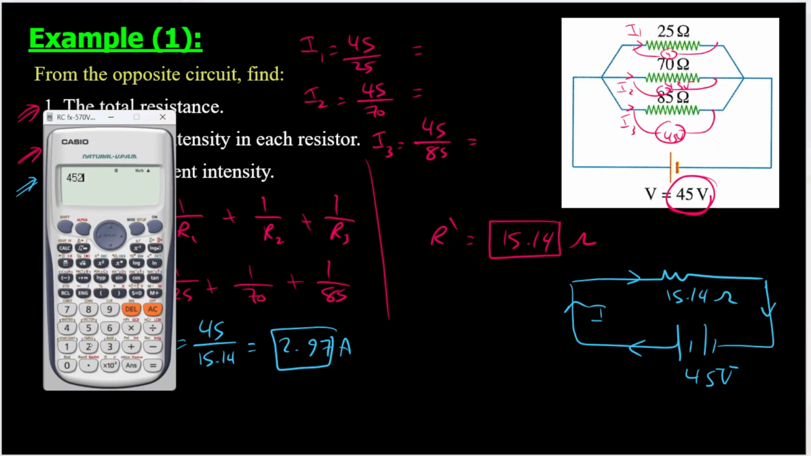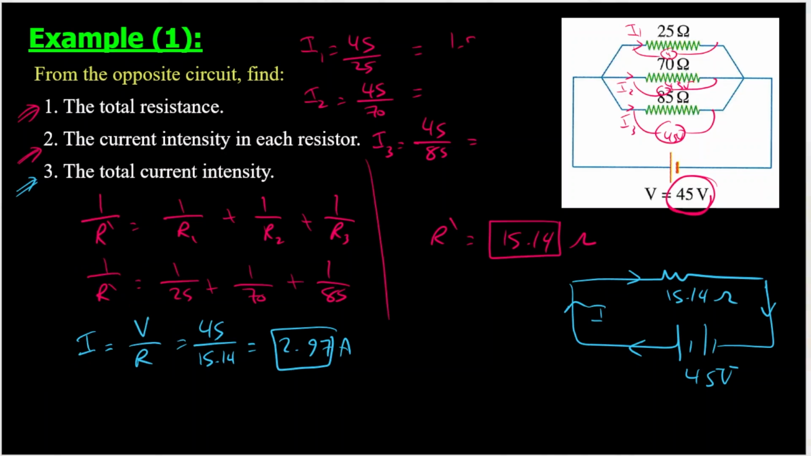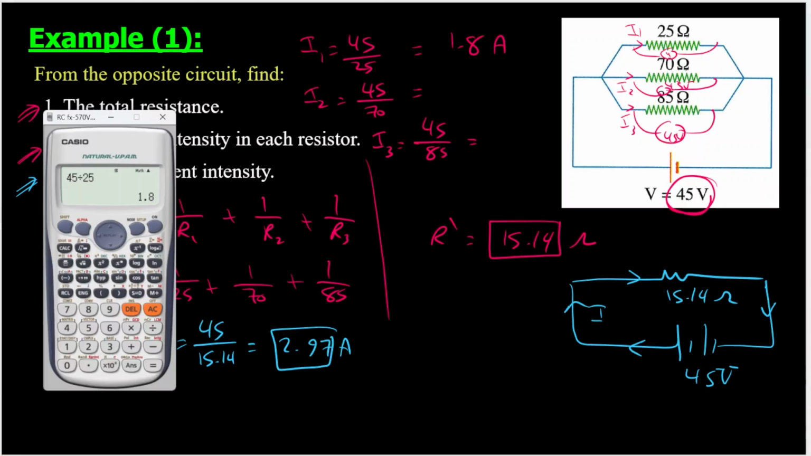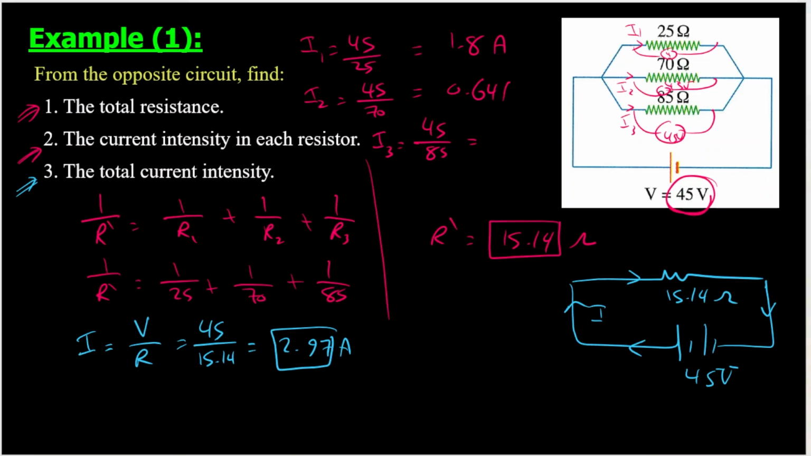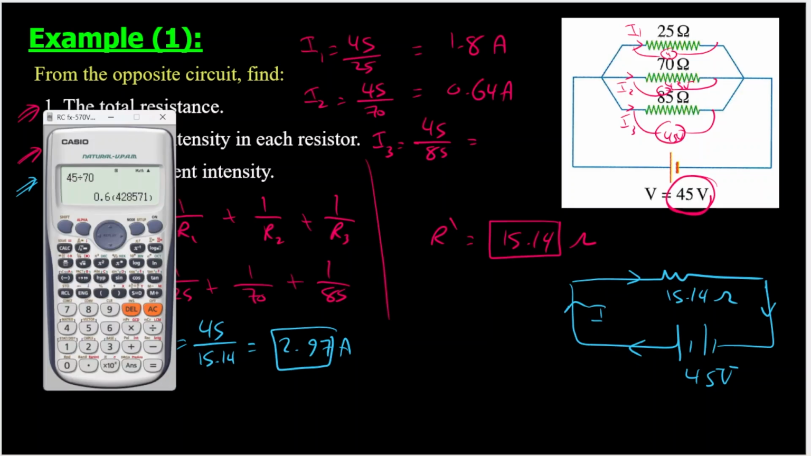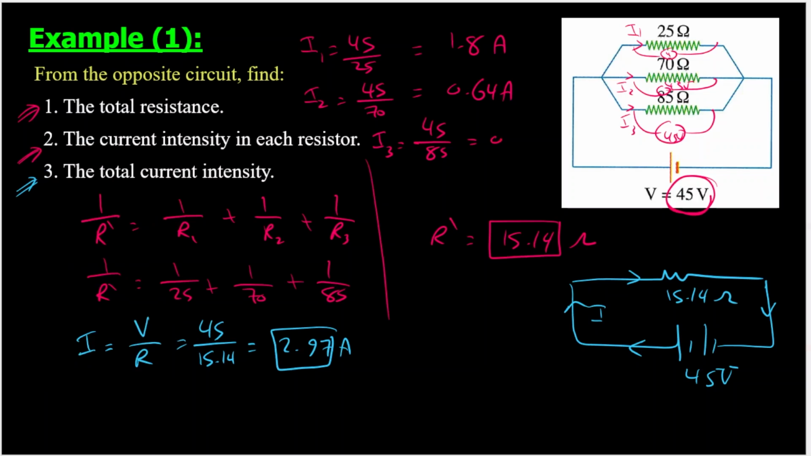So 45 divided by 25 is equal to 1.8 ampere. 45 divided by 70 is equal to 0.64 ampere. And finally, 45 divided by 85 is equal to 0.53.